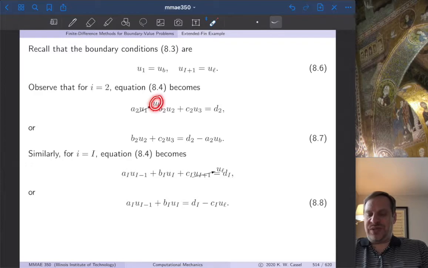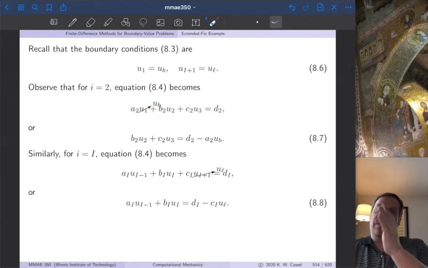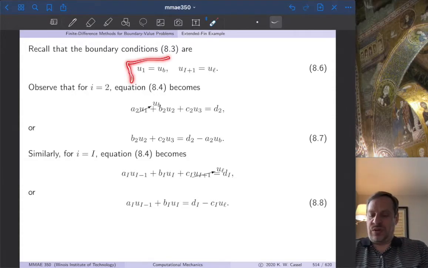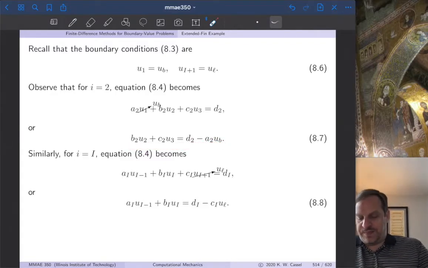U1 is the base temperature because when I is 2, I minus 1 is 1, U1 is the known temperature from the boundary condition UB. So because UB is known, this term is going to go on the right-hand side of that first difference equation. We're just looking at the first difference equation in our system of equations. So then the first one is B2 U2 plus C2 U3 is equal to D2 minus A2 UB.